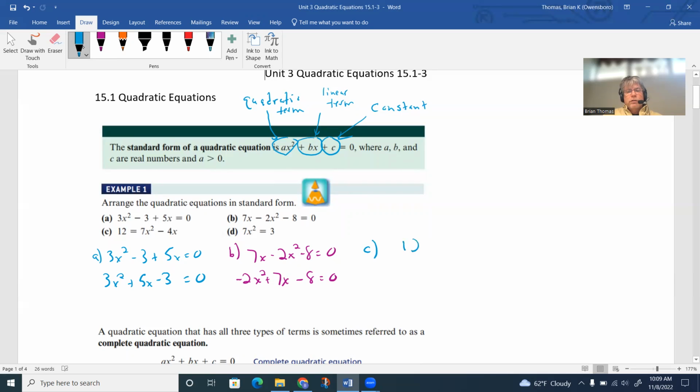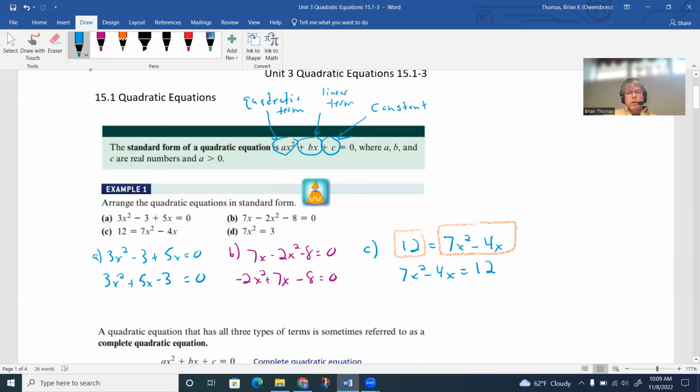If we have 12 equals 7x squared minus 4x, a lot of times what I like to do here is switch the sides of the equation. I'd rather have the 7x squared minus 4x on the left side, so we'll just swap sides. So 7x squared minus 4x is equal to 12 would be the move that I would make. Now, there's a couple of things we can do. The key is the quadratic equation has to be equal to 0. So this 12 cannot be over here.